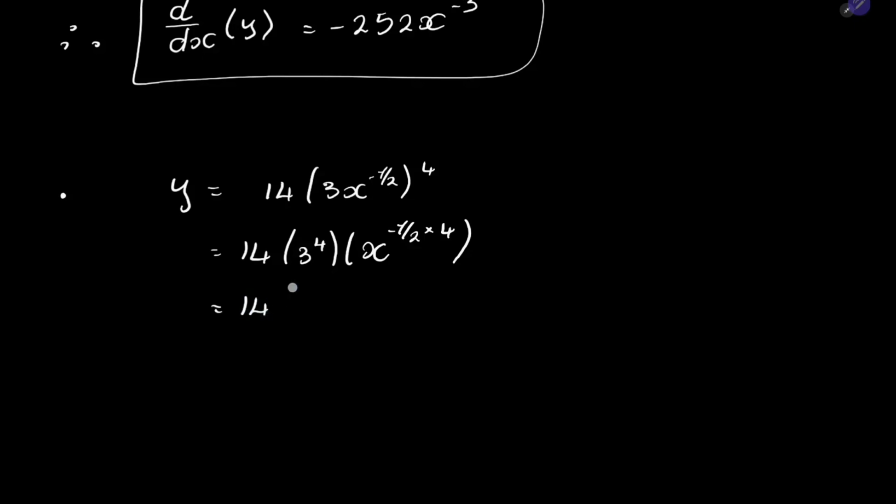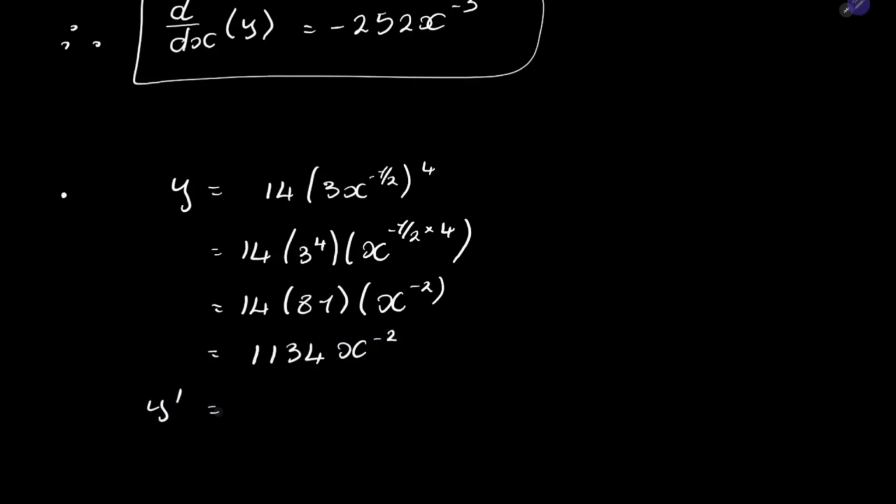That gives us 14 times 3 to the power 4 times x to the negative half times 4. Sorry, 3 to the power 4 is 81, an error. So we have 81 x to the negative 2. What's 14 times 81? Yes, we have 1134 x to the negative 2.